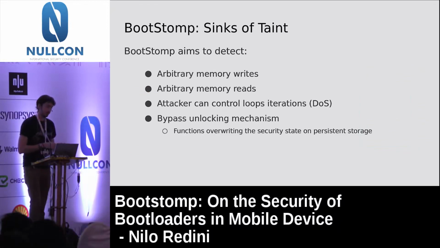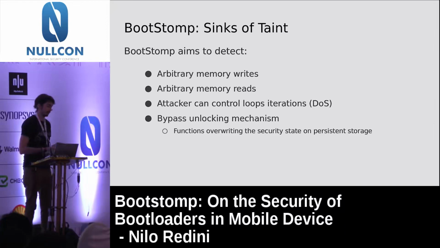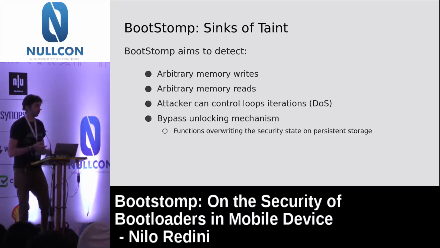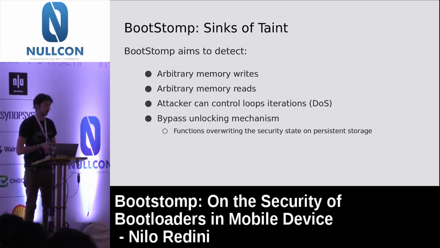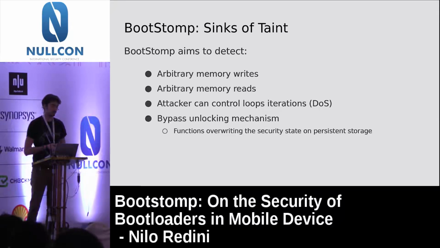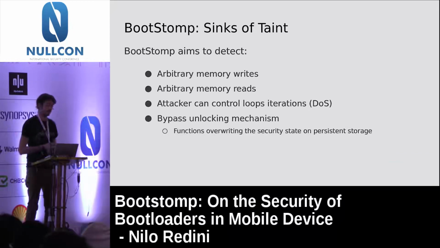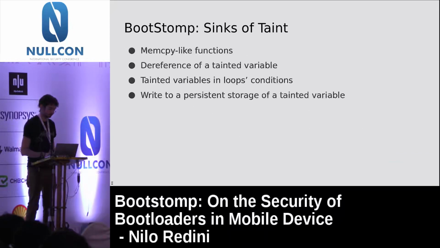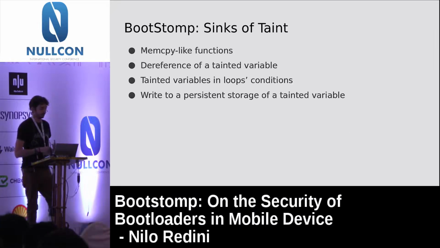Okay, let's talk about the sinks of taint. BootStomp aims to detect 4 different bugs: arbitrary memory writes, arbitrary memory reads, loops whose number of iterations the user can control, possibly producing some denial of service, and finally, bypass unlocking mechanism, which means that we look for functions overwriting the device security state on persistent storage.